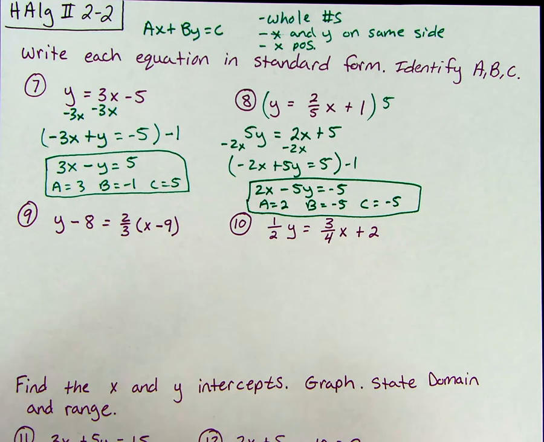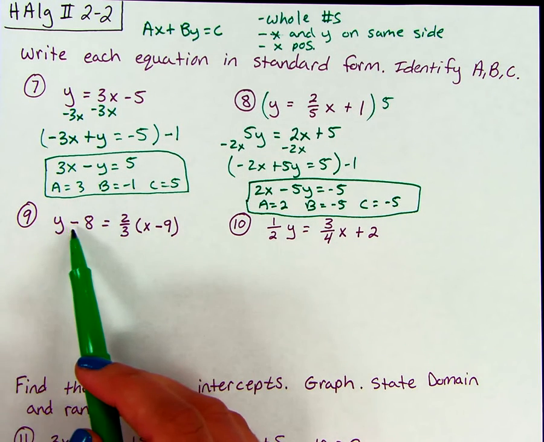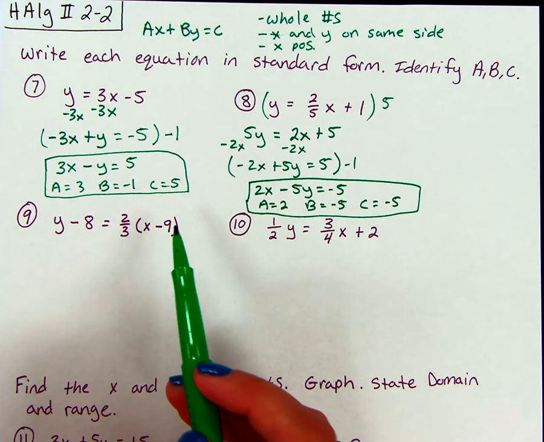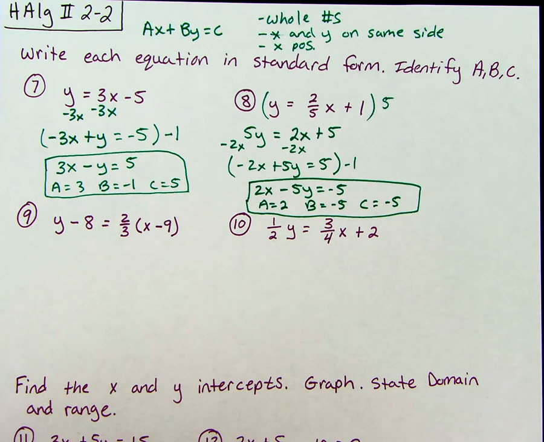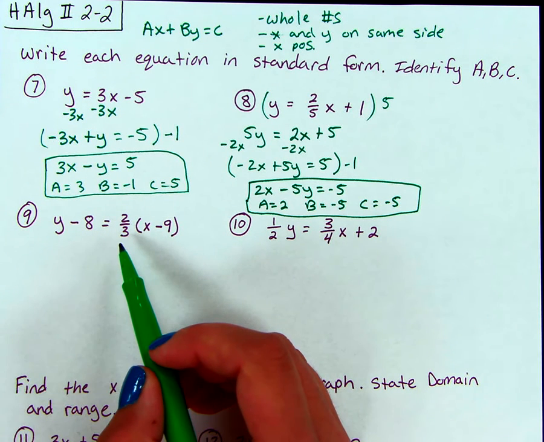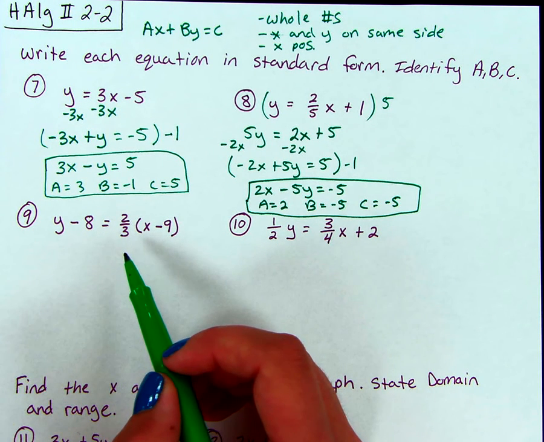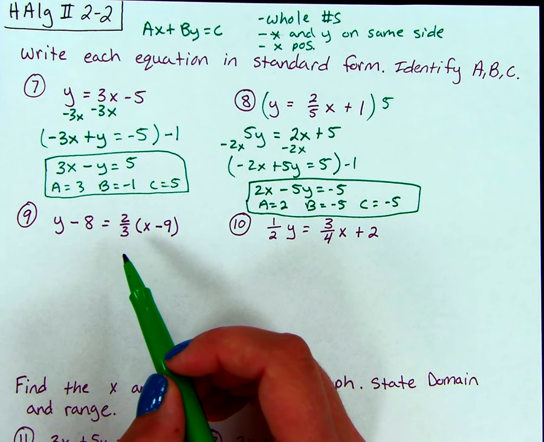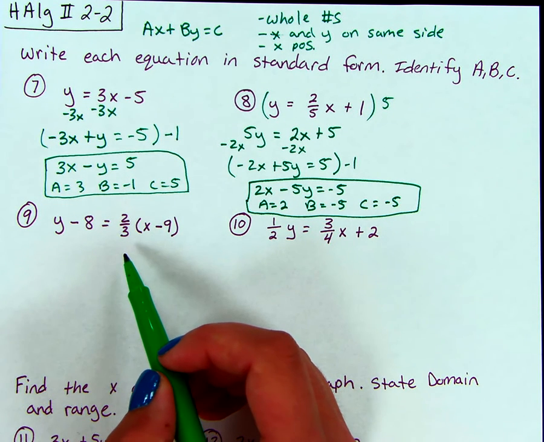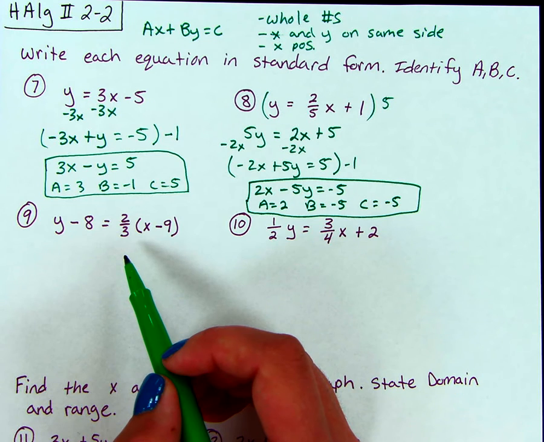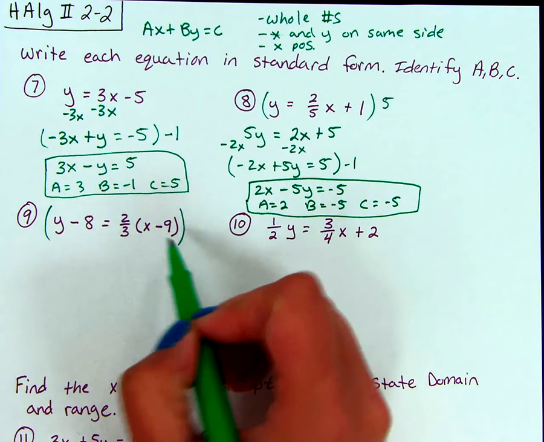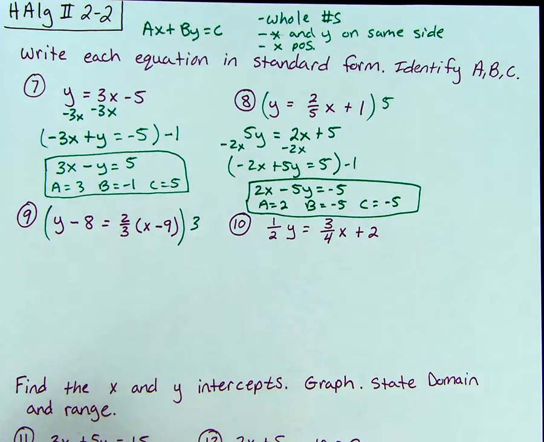All right, so next thing, so we have y minus 8 equals 2/3 x minus 9. So if we want, we can start by distributing our fraction in, or we could start by just getting rid of the fraction right away. So it just kind of depends on your personal preference. To make it a little bit easier to distribute in, let's just get rid of the fraction right away. So that means that we're going to multiply everything by 3, because that's what the denominator is.